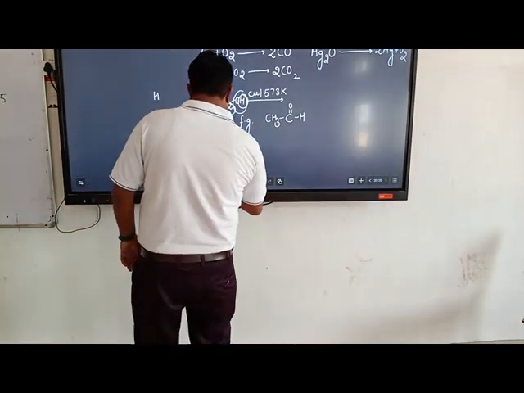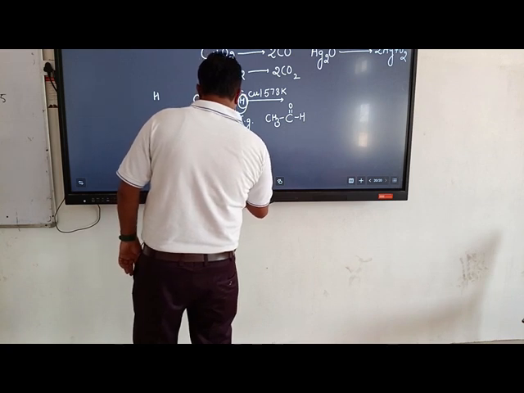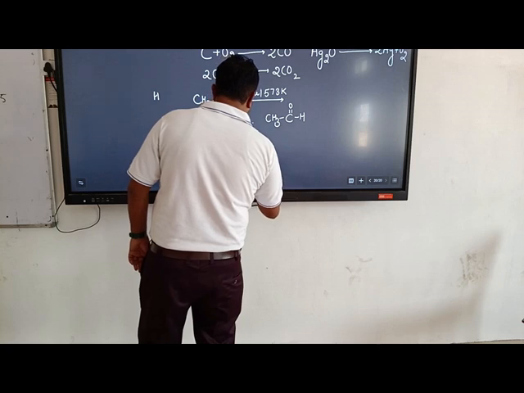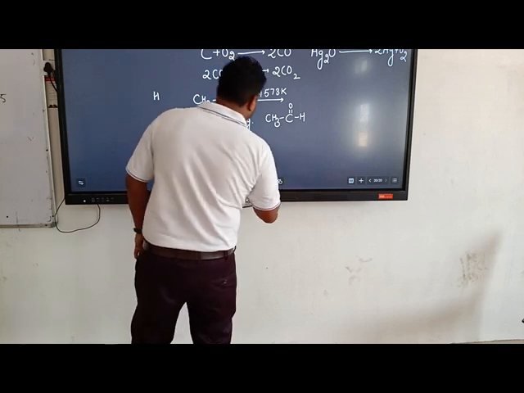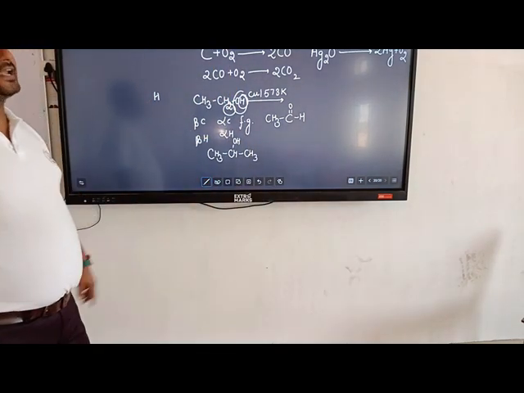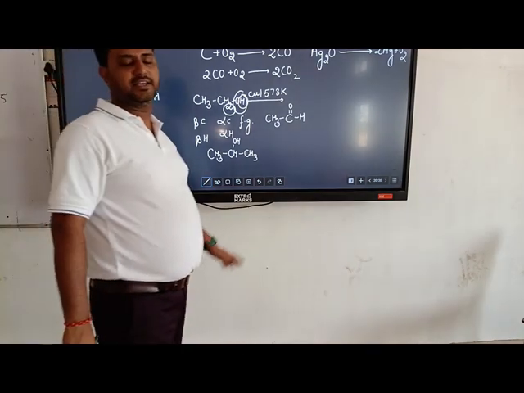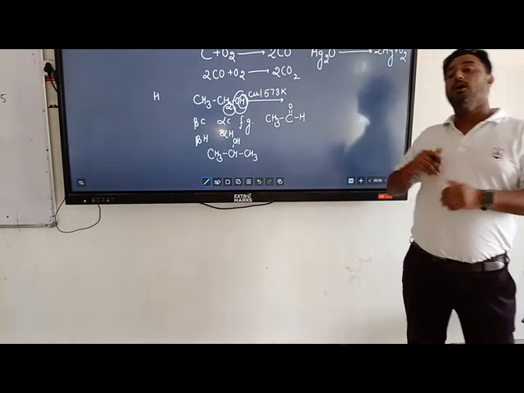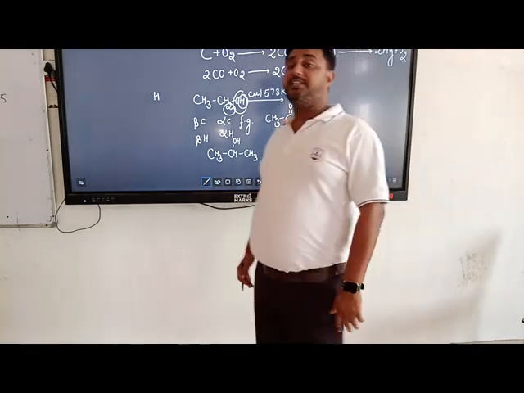Now moving towards the next alcohol, it is CH3CHOHCH3. It is isopropyl alcohol. Students, during Covid time we used it a lot. Isopropyl alcohol is mainly used for the preparation of sanitizer.